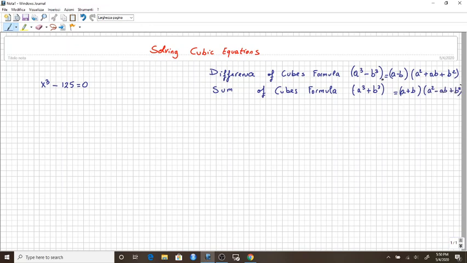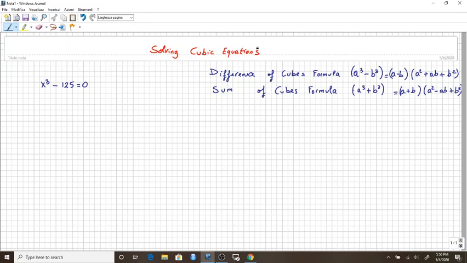Okay, so for the difference of cubes, we have a minus between a and b, but then everything else in the parentheses is positive. For the sum of cubes formula, we have a positive in the first parenthesis, but there is a minus with the ab. So we're going to use this formula to solve this type of cubic equation.